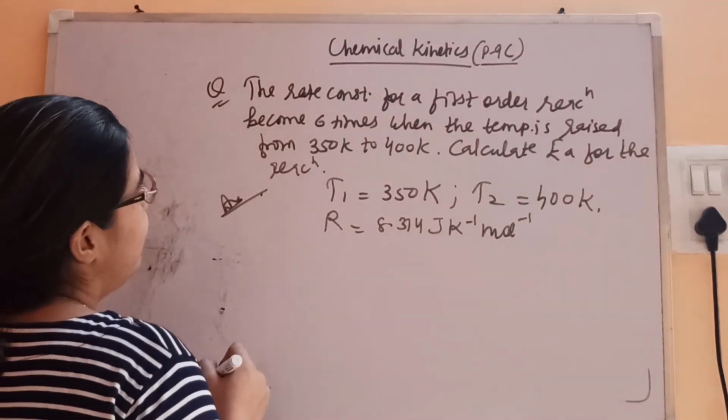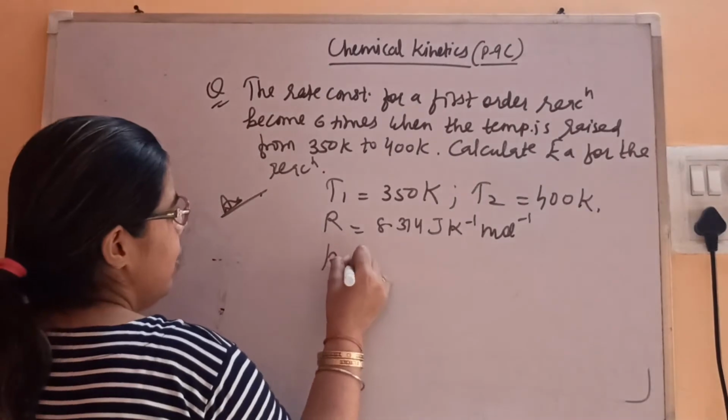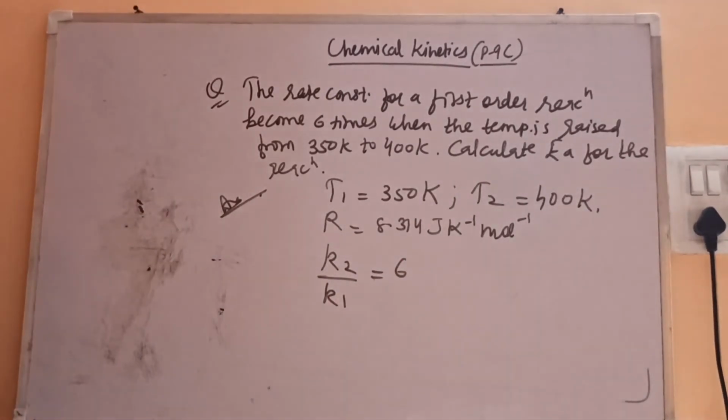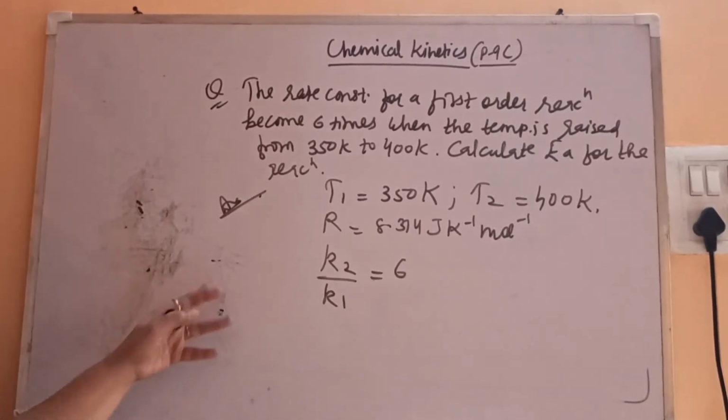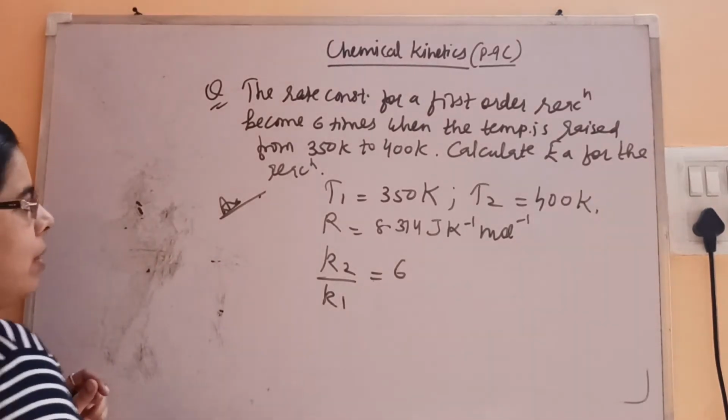Then they are saying the rate constant for a first order reaction becomes 6 times. It means K2 by K1 is equal to 6. Because it is becoming 6 times, if the first is K1, then the second is 6 times of that. So K2 is equal to 6K1. So this is given. Now you just substitute in the formula.